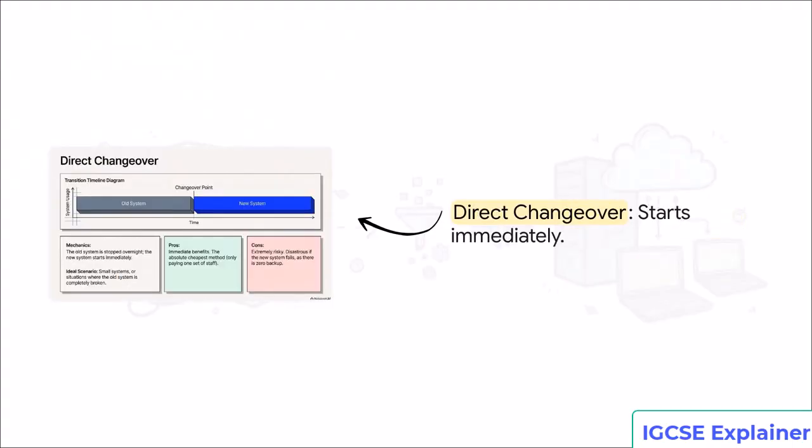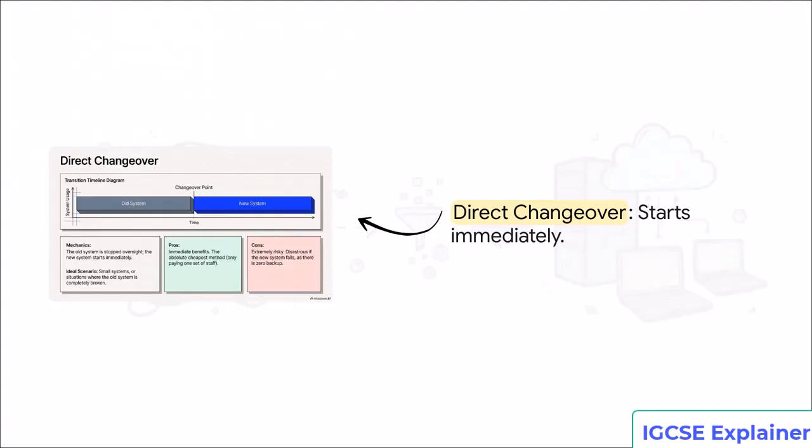First up is direct changeover. The mechanics here are brutal but highly effective. The old system stops overnight, and the new system starts immediately. It's a hard, fast cut. The primary pro here is that you get immediate benefits, and it is absolutely the cheapest method because you're only ever paying 1 set of staff. The con? It's incredibly risky. It is disastrous if the new system fails because you have 0 backup.